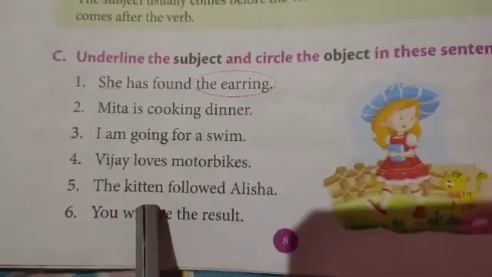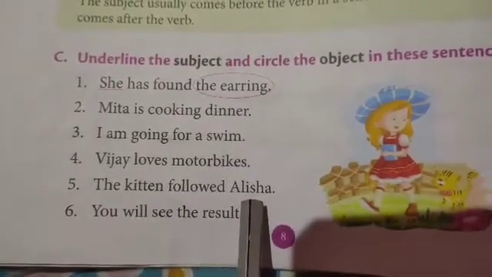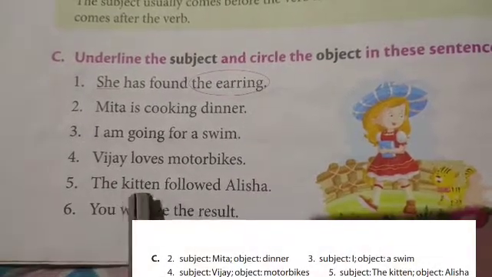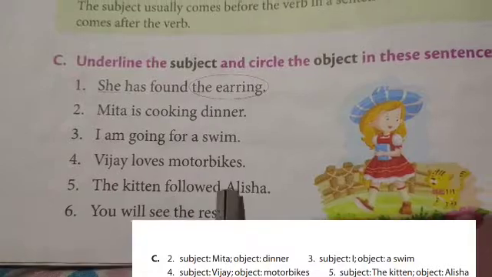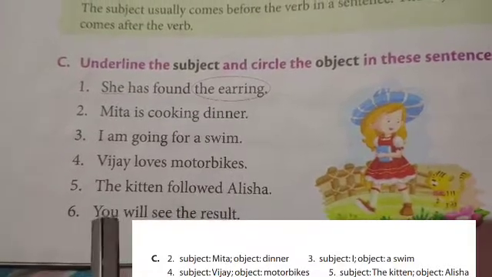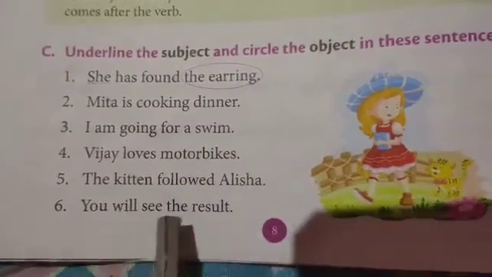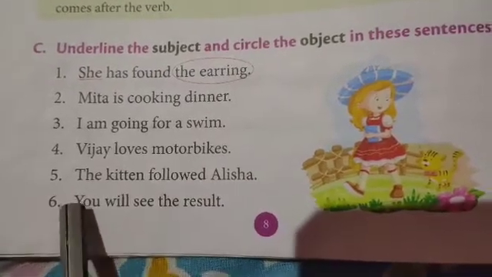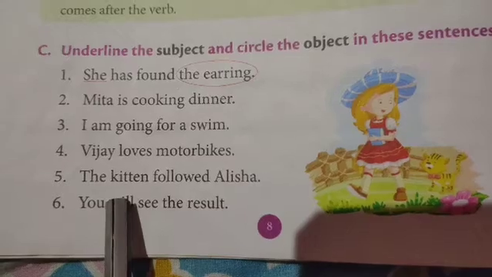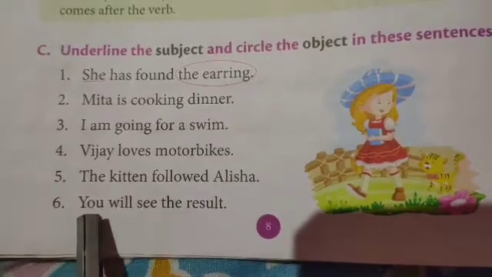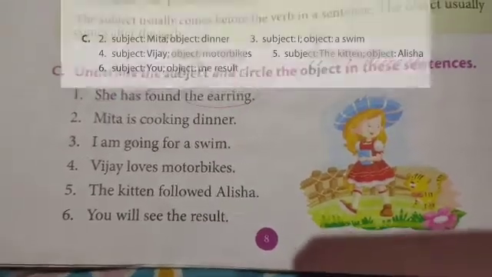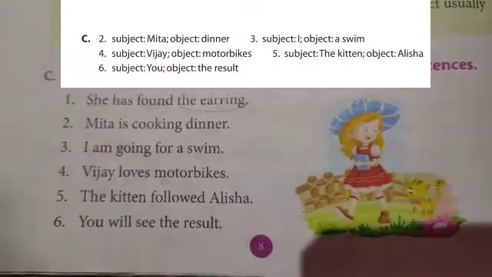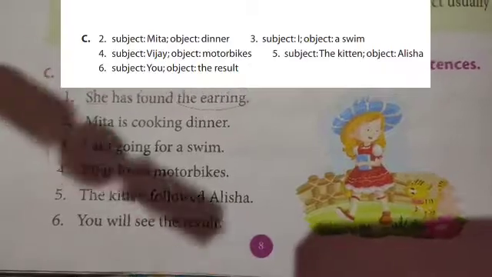Fifth one: The kitten followed Alicia. Who does the action here? The kitten. Then you have to underline kitten and circle Alicia. Then the last one: You will see the result. Who sees the result? You. Then the subject is you and the object is result. Do you understand? Write these down in your textbook.